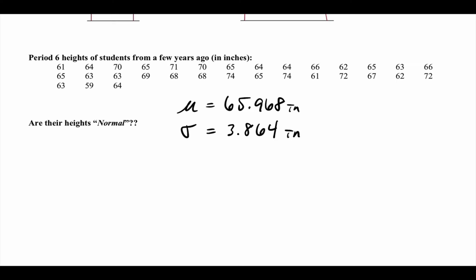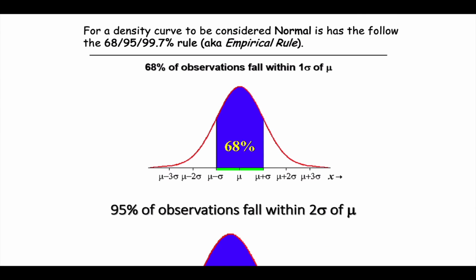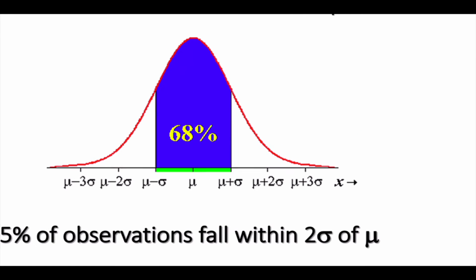So now what we're going to do is check to see if these heights are considered normal. So how do we do that? Well, the first thing we do is see if 68% of the data is within a standard deviation plus or a standard deviation minus. So this is what I want you to do. I know the mean, right? You guys figured out the mean yesterday. It was 65 point what? 968.